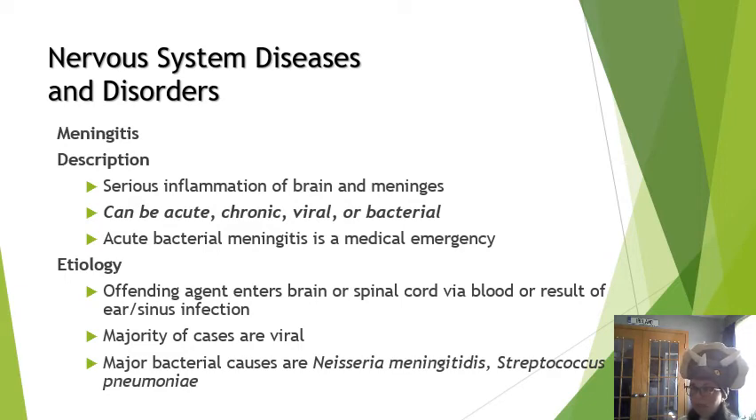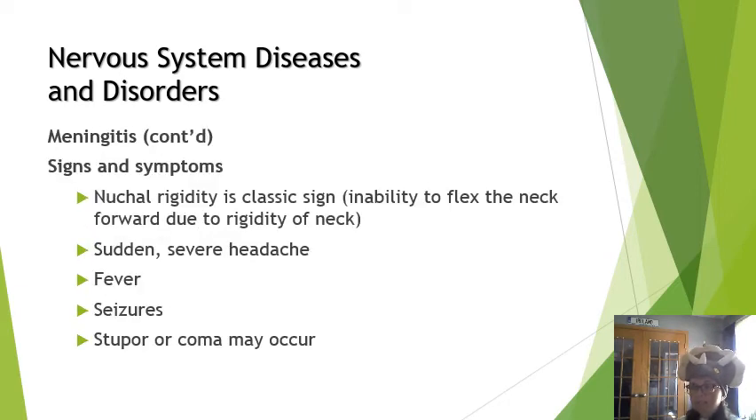The majority of cases are viral, though bacterial causes can include Neisseria meningitidis. I mean, it's in the name, meningitis, and then it can also be caused by Streptococcus pneumoniae. Signs and symptoms include nuchal rigidity. This is just a fancy way of saying stiff neck. However, it is rather severe, to the point where the patient cannot flex the neck forward and have the chin touch the chest. How many of you just did that just now? This is also a sudden severe headache, fever. Sometimes you'll have seizures along with stupor or coma that may occur.